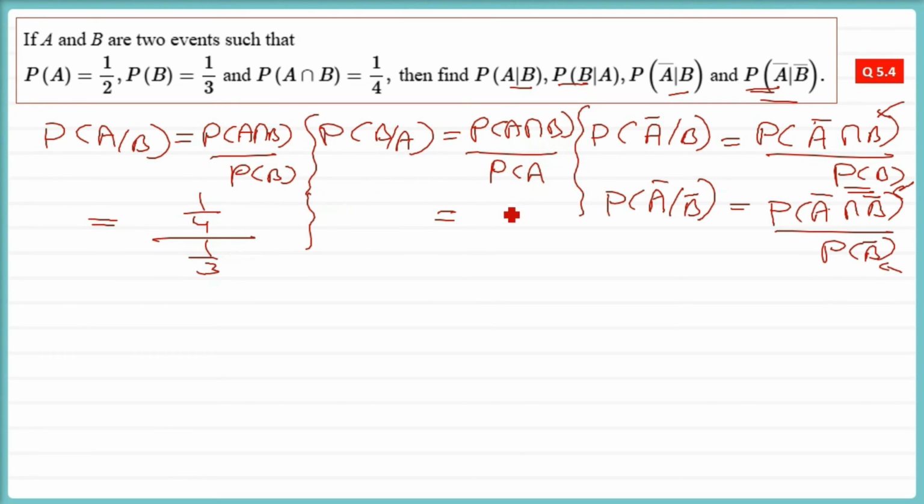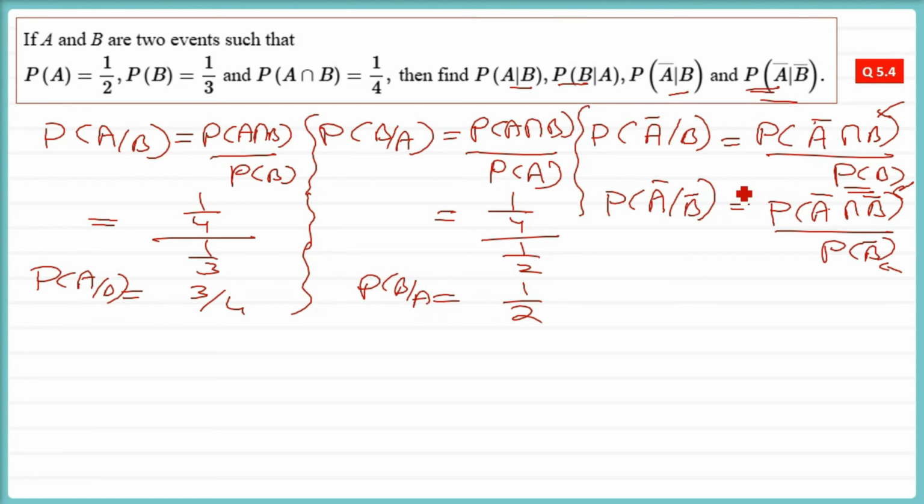Here on the right, it's P(A intersection B), which is 1 by 4 again, and P(A) is also given, 1 by 2. So this will come as 3 by 4, and this is going to come as 2 by 4, which is 1 by 2. Now, two probabilities the question is asking are already computed. Now, coming down to this one.